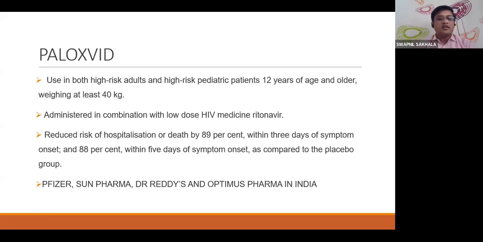It is combined with the HIV medicine ritonavir. As you all know, ritonavir induces the CYP450 enzyme, so it should be used cautiously in liver disease patients. Patients may have side effects with the drug. What it does is reduce the risk of hospitalization or death by 89% if used within 3 days of symptoms, and 88% if used within 5 days of symptom onset. Very soon, Pfizer, Sun Pharma, Dr. Reddy's, and Optimus Pharma in India will market this drug in the coming months.